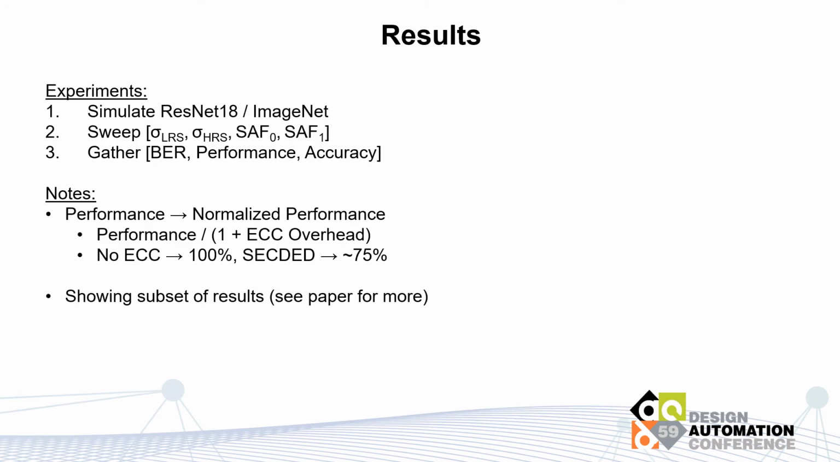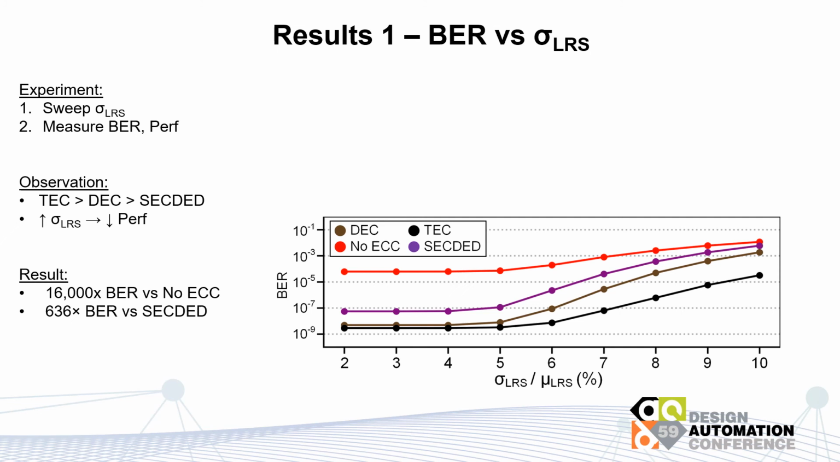Now that we have made it through the algorithm, we can see some results. So for the experiments in this paper, I simulated ResNet 18 on ImageNet and swept various device-level parameters such as device variation and stuck-at fault rate. Then I gathered bit error rate, performance, and application accuracy. To compare performance, I computed the normalized performance of each scheme. By normalized, I mean I divided the performance of each ECC scheme by its respective overhead. So for example, no ECC would have ideal performance, while SecDed will have about 75% performance based on its area overhead.